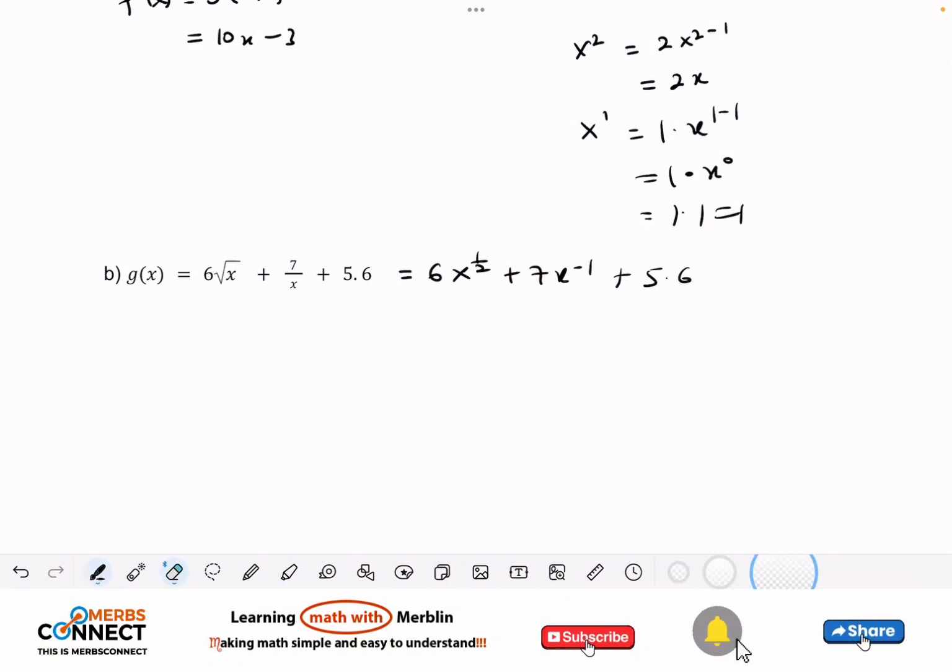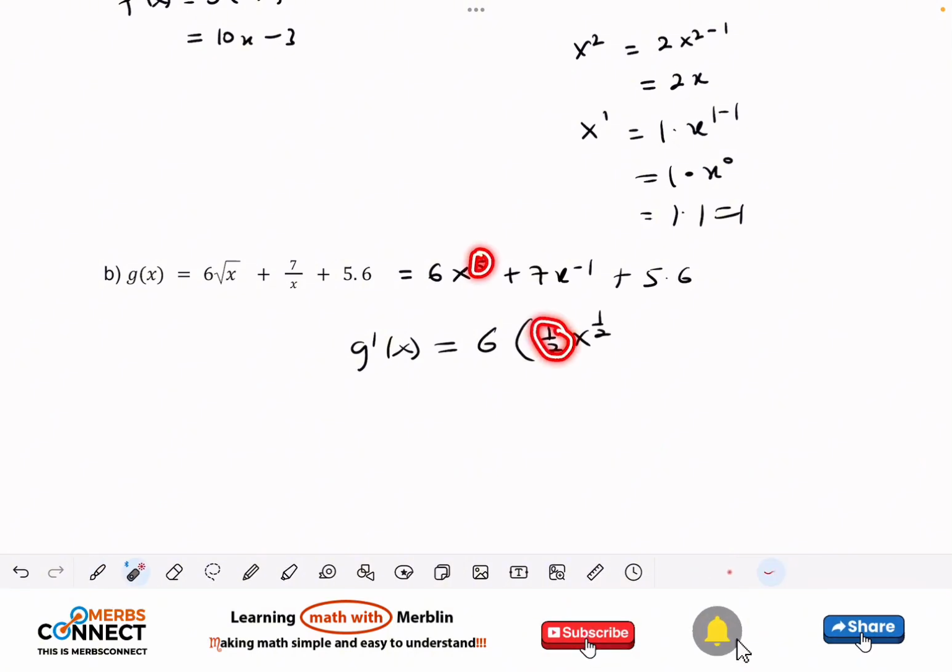Now I can use the power rule to differentiate. So now let's find G prime. When you are using the power rule, as I said, 6 is multiplying it, so I just bring it in. Then I want to differentiate this. So 1 over 2 drops down, right? Then I'll write my x to the power 1 over 2 again, but I'm going to subtract 1. So that's what I'm going to get.